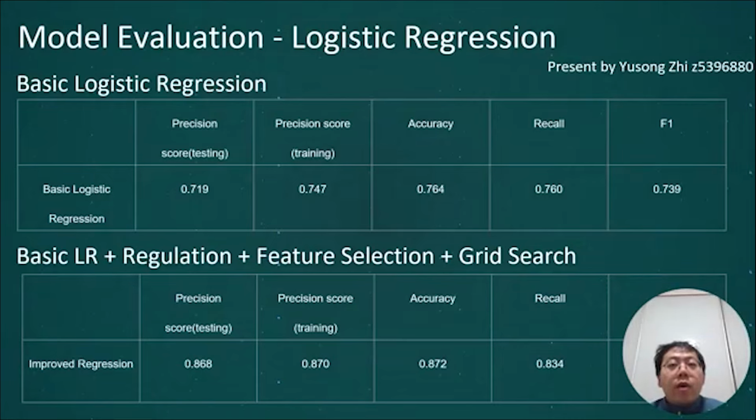Thanks, Jiafeng. I will compare 3 classifiers, logistic regression, decision tree, and ANN, before and after tuning. The default logistic regression hits 76% accuracy. After regularization, feature selection, and grid search, it jumps to 87.2% accuracy and 0.85 F1, a plus 10 percentage point gain with no extra overfit.